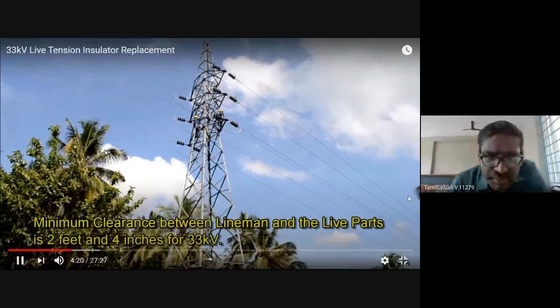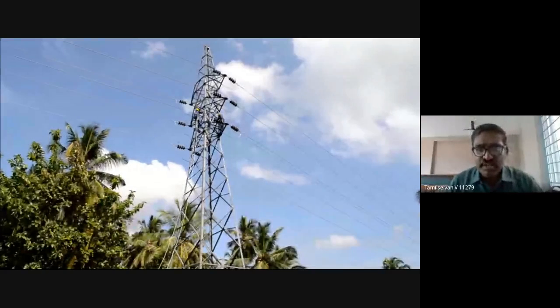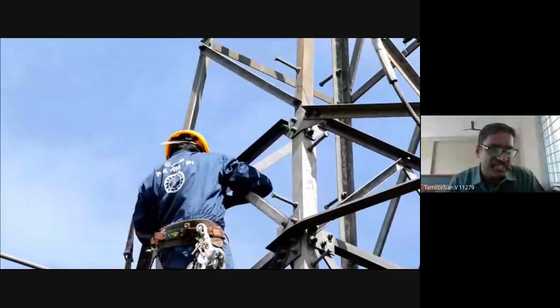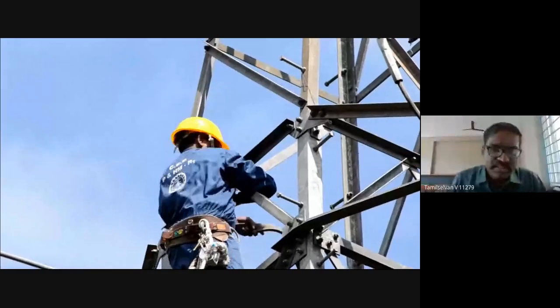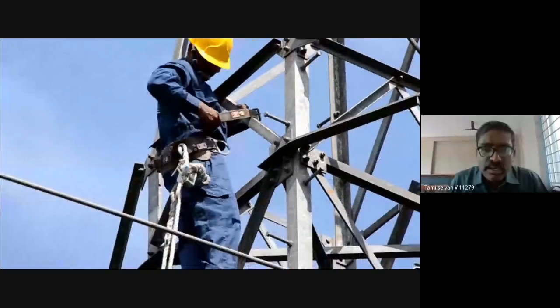The black insulator we are seeing is a suspension type of insulator, but here it is called a strain insulator because there is a curvature. That is why they are using this type of insulator. Now they are going to replace the punctured insulator.